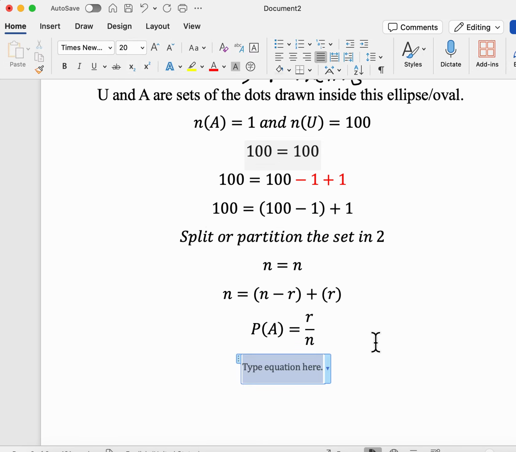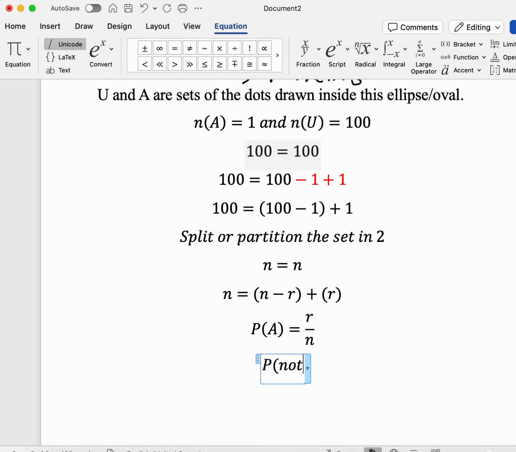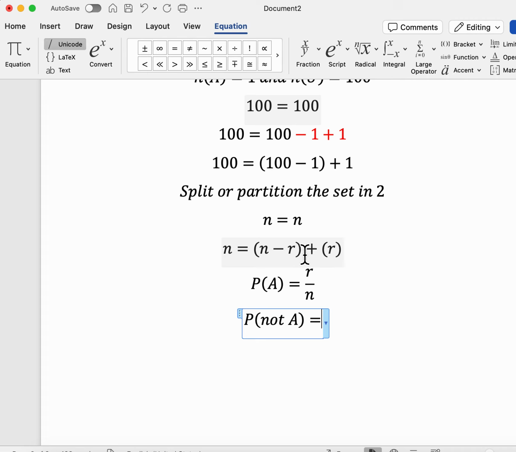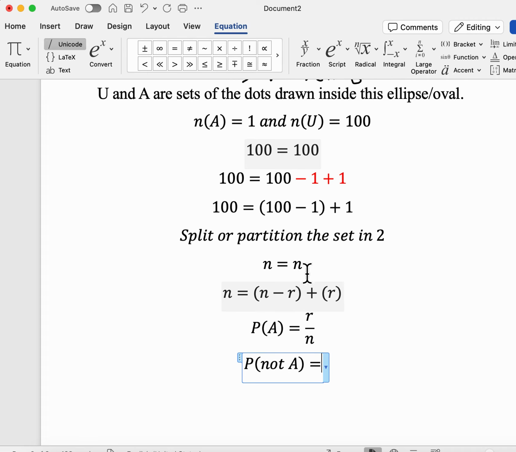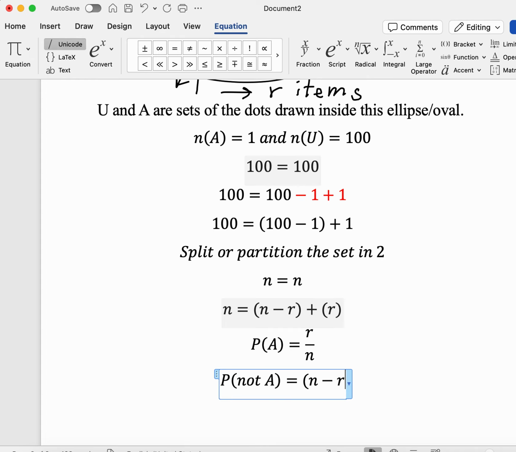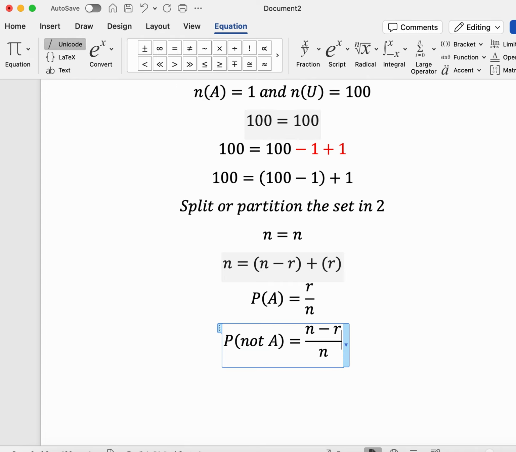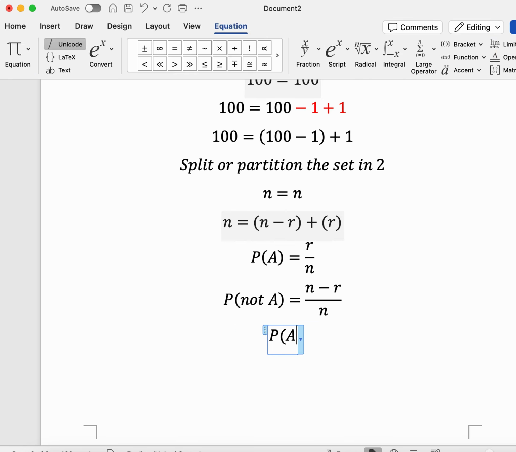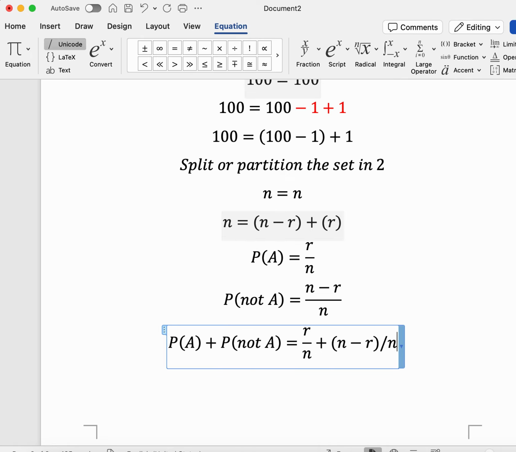If I were to take the probability of the complement, P of not A, I would be picking the remaining stuff that's left after I picked out r items. So that's n minus r in here. So I just get n minus r divided by n in general. And let's see what happens when we add these probabilities together. P of A plus P of not A is just r over n plus n minus r over n.